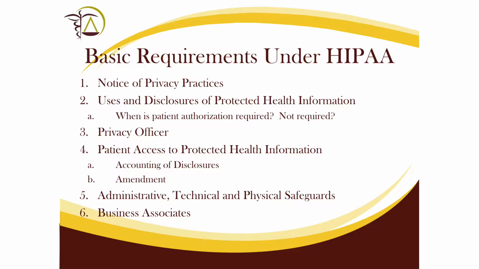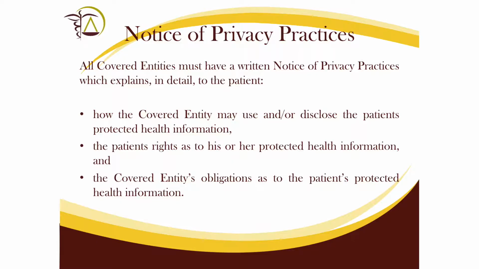Privacy officer. How many people have a designated privacy officer in their practice? Okay. How many don't know if they have a designated privacy officer in their practice? Okay. You should all have a designated privacy officer in your practice, and you should all know who that person is. Patient access to protected health information. Okay, what are they allowed to access? What are patients entitled to? And what are they allowed to do with their medical records? Administrative, technical, and physical safeguards. Those are your 3 categories of safeguards of medical records that are required. And then business associates, like I said, we'll get a little bit more into what business associate relationships are all about.